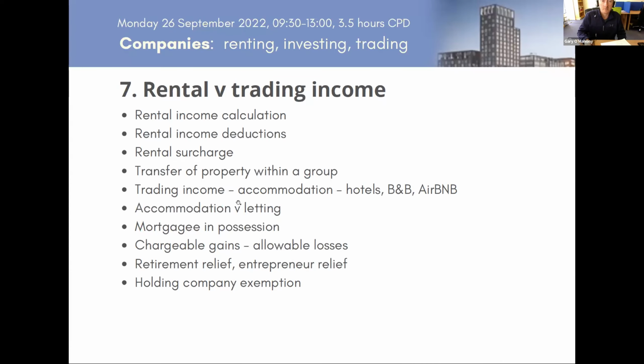What I'm going to cover for maybe the next 45 minutes or so is rental versus trading income, rental income calculations, deductions, the surcharge, transfer of property in a group, trading accommodation, trading income and accommodation, so hotels, B&B, Airbnb. Obviously, it's quite topical at the moment in the context of, say, some Ukrainians who are here because of being displaced, accommodation versus letting, mortgage in possession, chargeable gains, and then just to touch briefly on retirement relief and a couple of things like that.